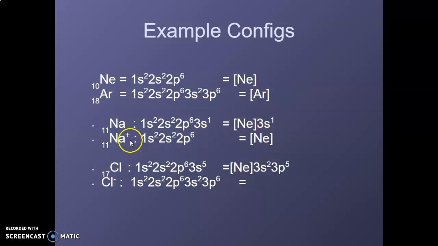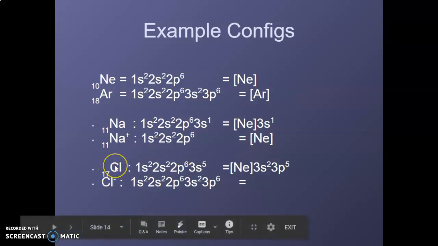But take a look. When sodium turns into sodium ion, it takes a positive charge. And the way that it takes a positive charge is by losing this 3s1 electron. So now, this would have 10 electrons, and it would be 1s2, 2s2, 2p6, and that is the configuration for neon. So we can just abbreviate sodium ion as bracket neon.